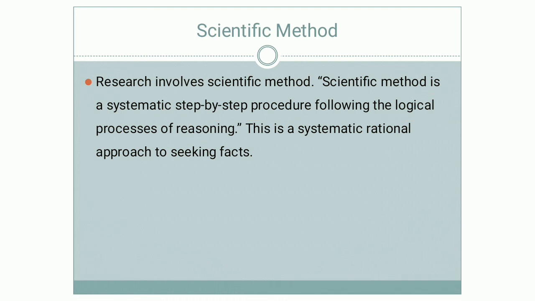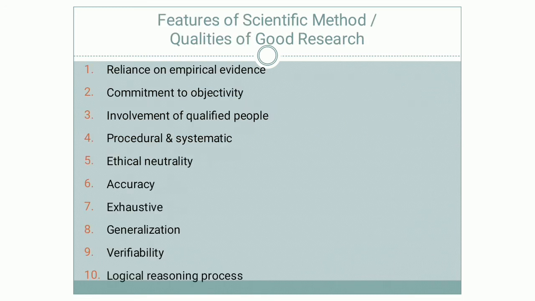Now according to the syllabus, they are also asking for certain features of the scientific method, as well as qualities of good research. So let us go into detail with the features or qualities of good research. Under that, there are majorly 10 qualities. Number 1, reliance on empirical evidences. That is, it is fully based on proofs.